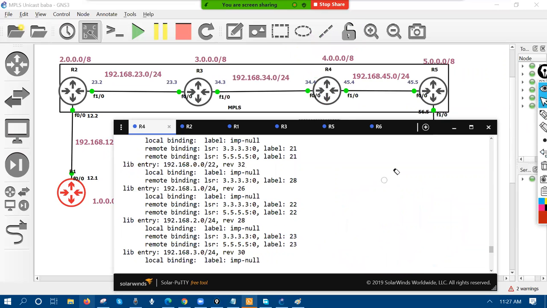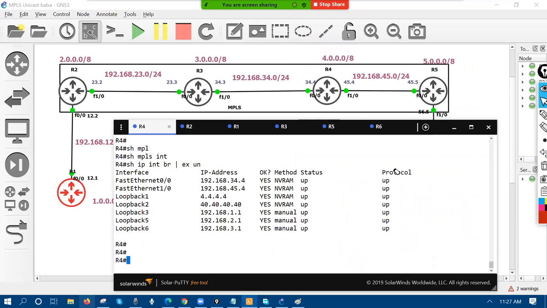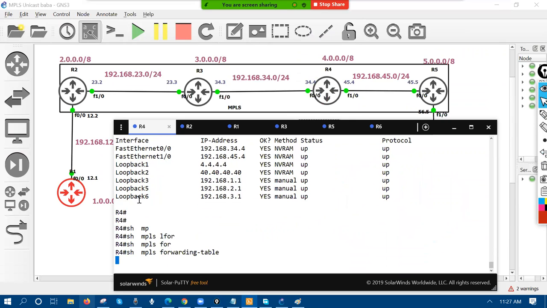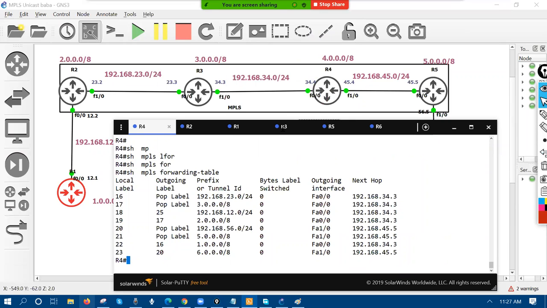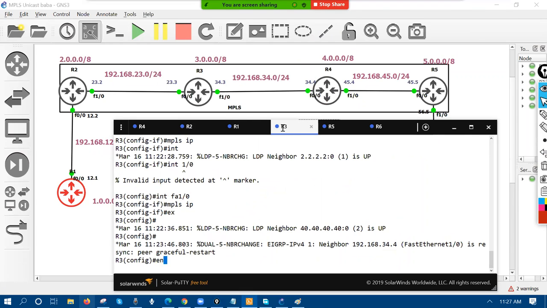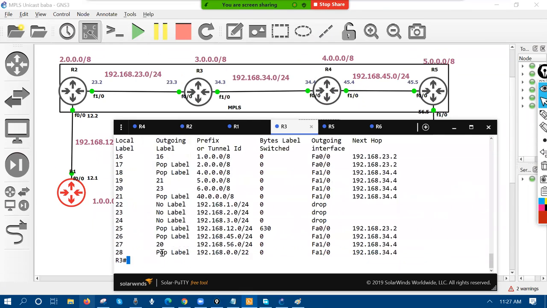After doing the summarization, so the MPLS forwarding table. Okay, sorry, on R3. So the MPLS forwarding table. What happened? For this particular route, /22 is happening, right? And what I'm doing over there, R3 is popping the label. And for this particular route, what happened? They'll put the local label. Now this one is going to assign the local label for this particular route. And in this case, now they are going to remove the label from this particular route.